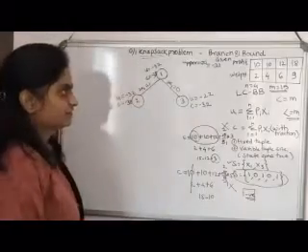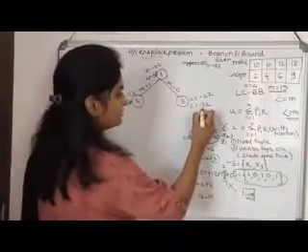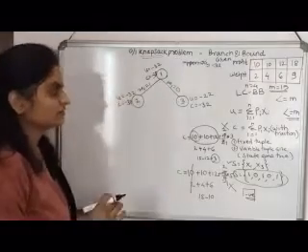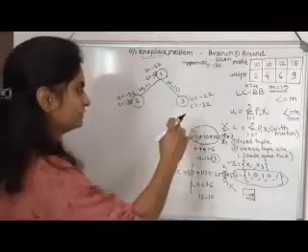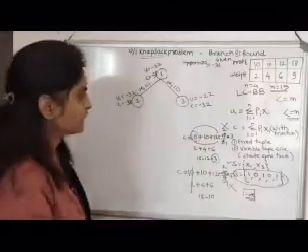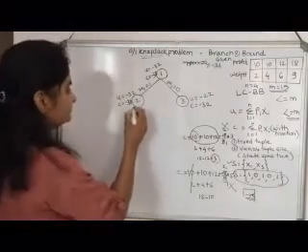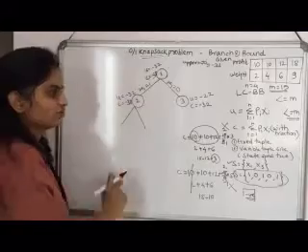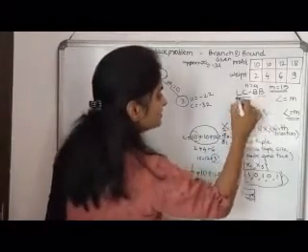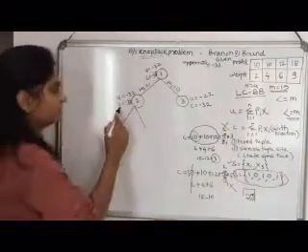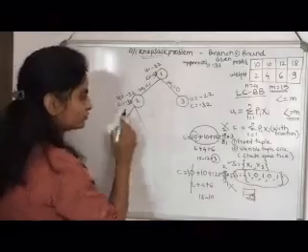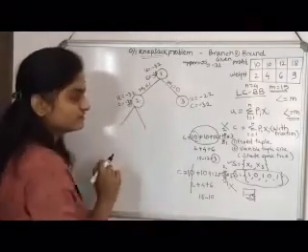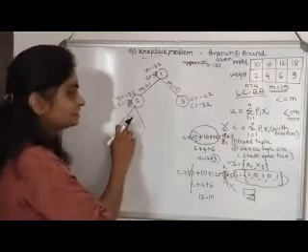Check. This cost is always less than or equal to this upper bound. If this cost is greater, then kill that node. But here it is the same, so leave it. Then to explore this one. Why this one? Because we use the LCBB method, least cost. Check the cost of both the nodes. Which is less? This one is less. Minus 38 is less than minus 32. That's why we explore this part.